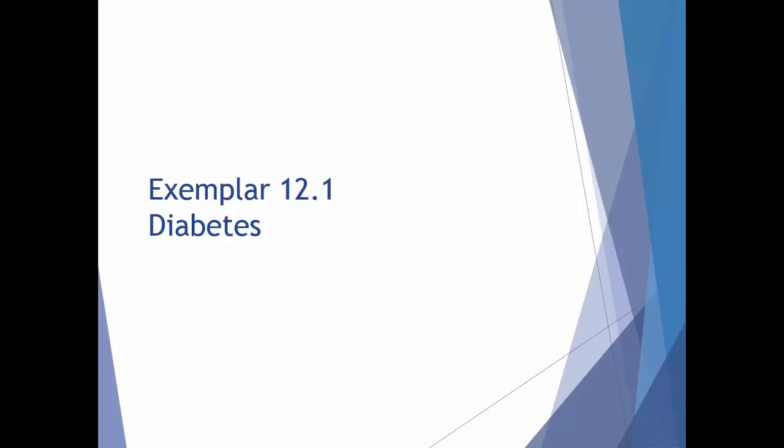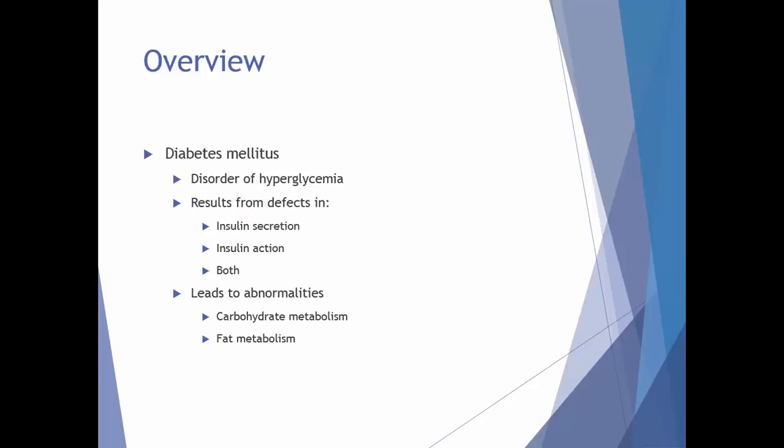Alright, so this will be a first short segment of diabetes. Alright, so an overview of diabetes mellitus. This is a disorder of hyperglycemia that results from defects in insulin secretion, insulin action, or both. This leads to abnormalities in carbohydrate metabolisms, proteins, and fats.